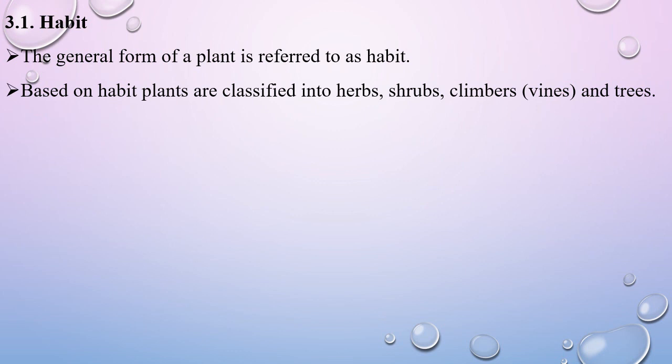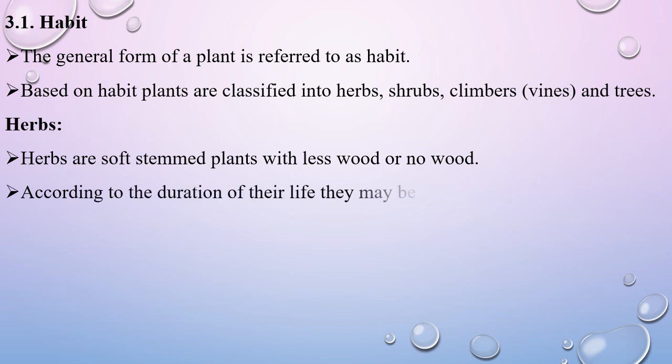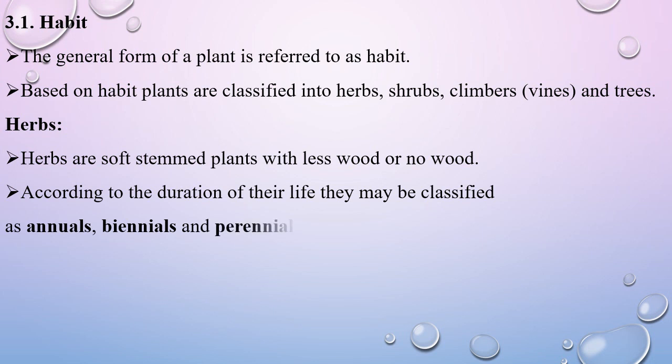First, we will see about the herbs. Herbs are soft stemmed plants with less wood or no wood. So the herbs will not have any wood. Based on the duration of their life, the herbs are classified into annuals, biennials, and perennials.